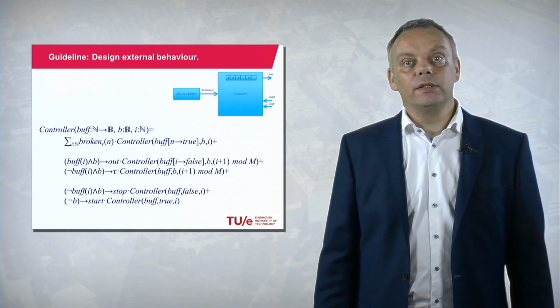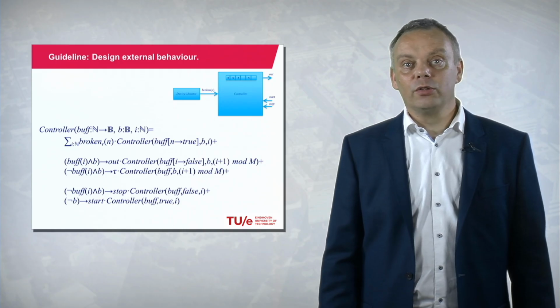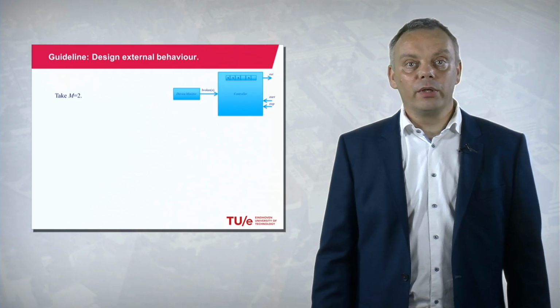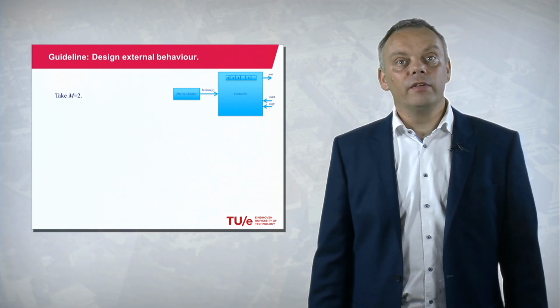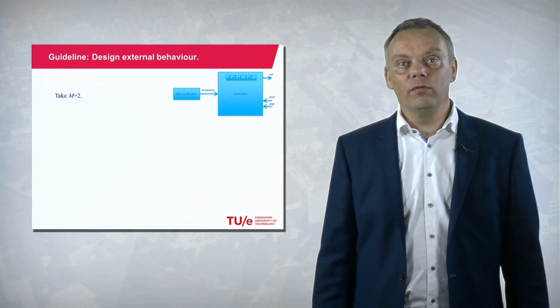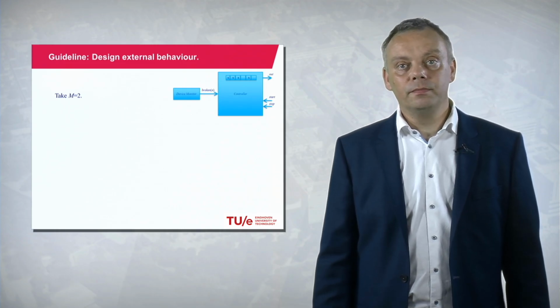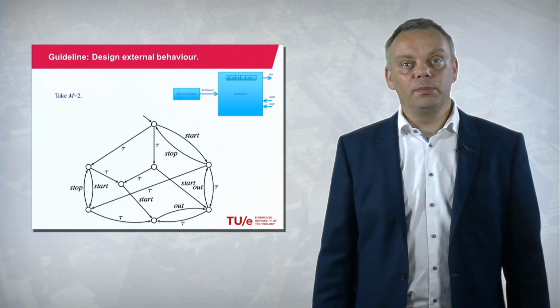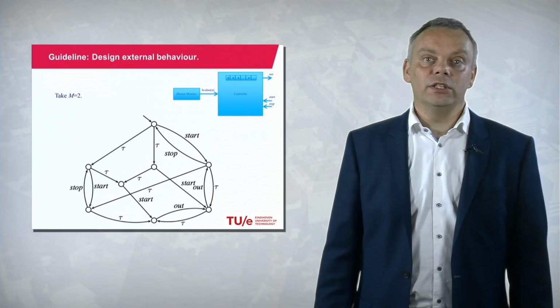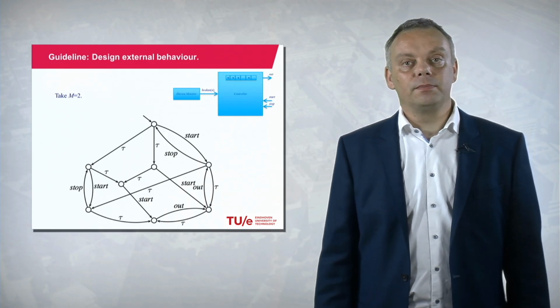And the question is, how does the external behavior look of the combination of these systems? So we hide the broken action. In line with our previous lectures, we take the buffer size to be small. Actually, we could have taken it to be 1, but in this case we take it to be 2. And we get this state space, and this may surprise you somewhat. If you look at the details of the state space, you will find that this is indeed correct, and this is reduced modulo branching simulation, but this is not quite what one would expect.